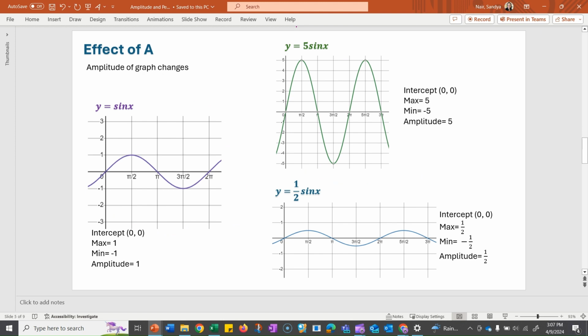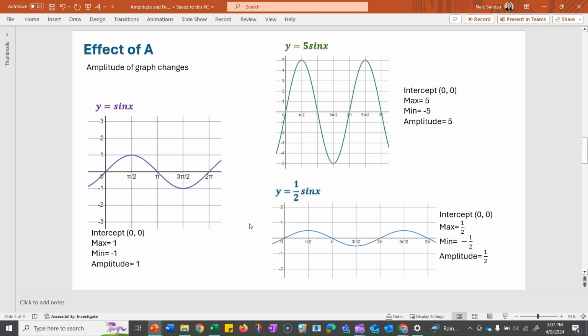What I just wanted you to remember is the value of a, and what happens when we change a. Here's the original function sine x, and when a gets bigger, the graph gets taller. You see the distance from the midline to the maximum is bigger than it is in this original graph. When we make a smaller, the distance from the midline to the maximum is actually smaller.